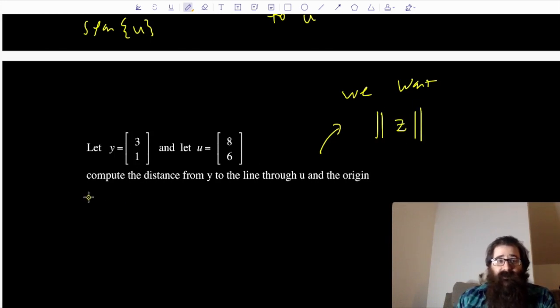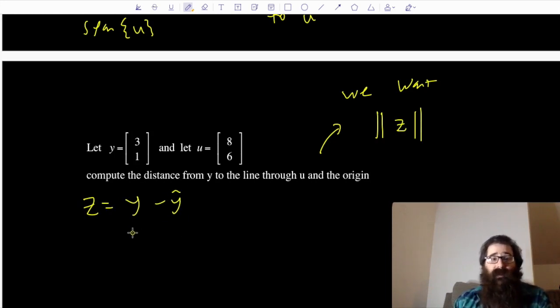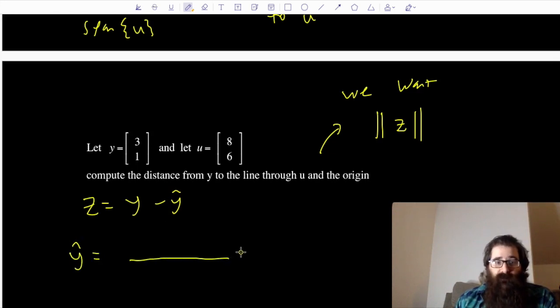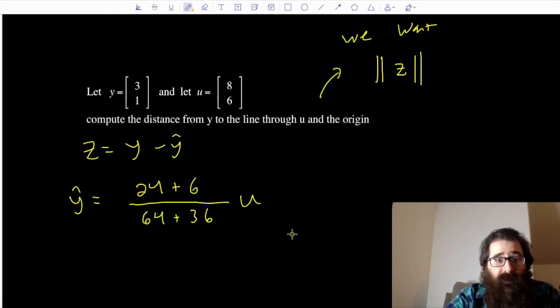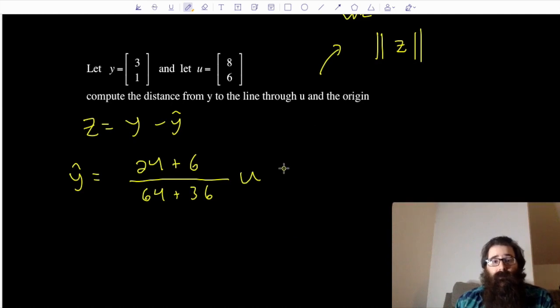Well, what is vector z? z is given by y minus y hat. So I still have to do all of this work anyways, because I have to start by finding y hat. So y hat is some scaled version of vector u. On top, I want y dotted with u, so that's 3 times 8 gives me 24, plus 1 times 6 gives me 6. Divided by u dotted with u, so 8 times 8 gives me 64, plus 6 times 6 gives me 36. So we're just building that projection vector first. I'm going to need it.